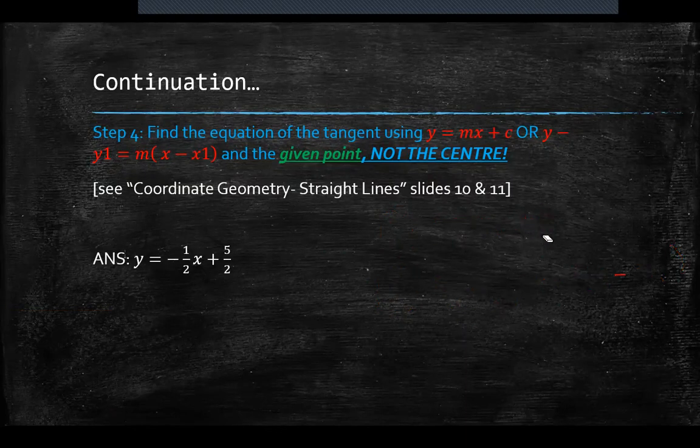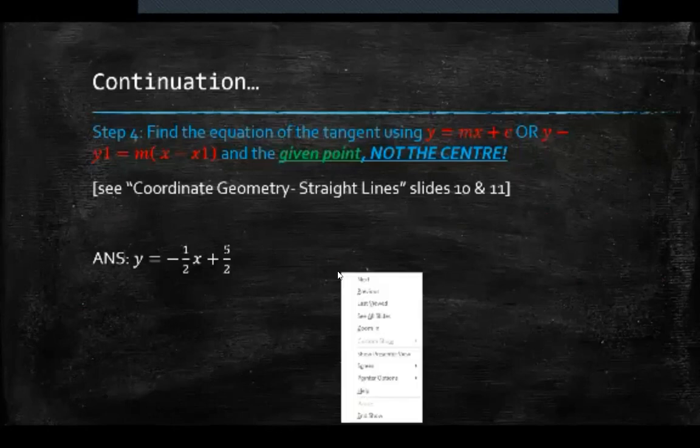When finding the equation of a line, you need to remember this from the straight line slide. You need at least 1 point. I have written given point underlined, in italics and in bold, because this is very important, and let me show you why.